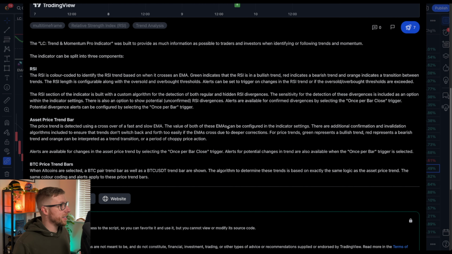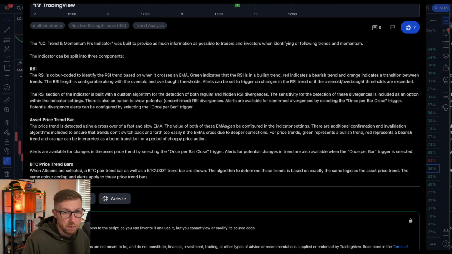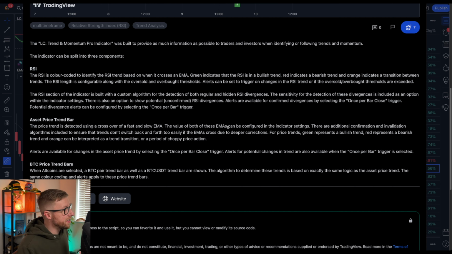Another element to this is a custom algorithm based off divergences. Regular, hidden, and potential will be pointed out for you, which is huge, certainly if you are looking for another confirmation bias, especially if you're learning. If you're learning the world of crypto and you're learning technical analysis, you will see random words and people will talk about divergences. If it can show you it, it will show you it. Simple as that.